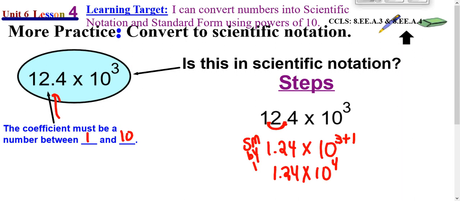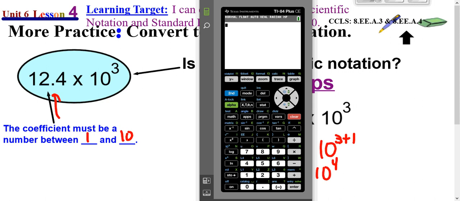So I did want to show you before we move on, I just think it's so easy to do by hand, but if you don't understand what I'm talking about right here, we're going to do a couple more. Obviously, you could always do it on your calculator. And on the TI-84, these are the steps that you would have to take.